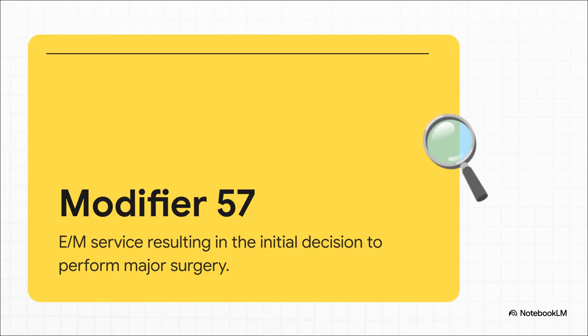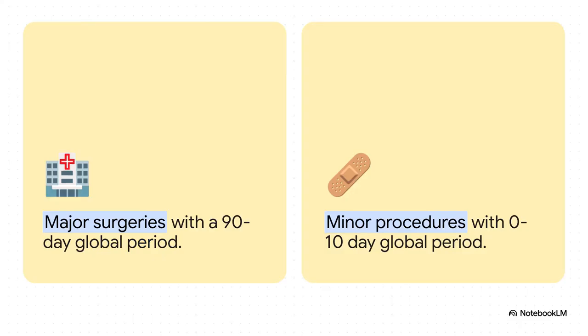Next up is the often misunderstood Modifier 57, Decision for Surgery. You append this to an evaluation and management, or E&M, service when that exact visit acts as the catalyst, the initial decision to actually perform a major surgery. But here is the vital distinction. And honestly, this is where so many practices face really costly denials.